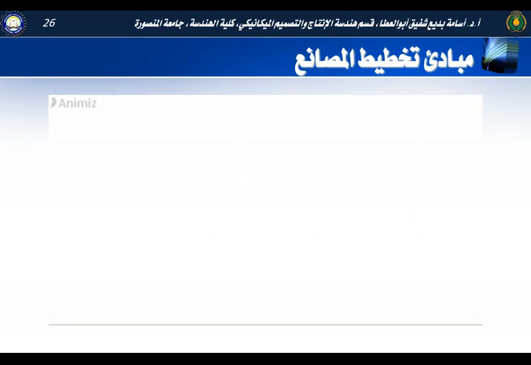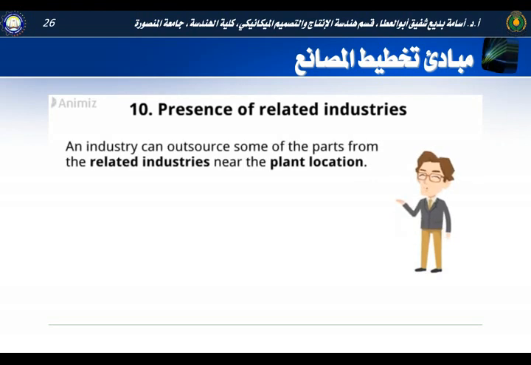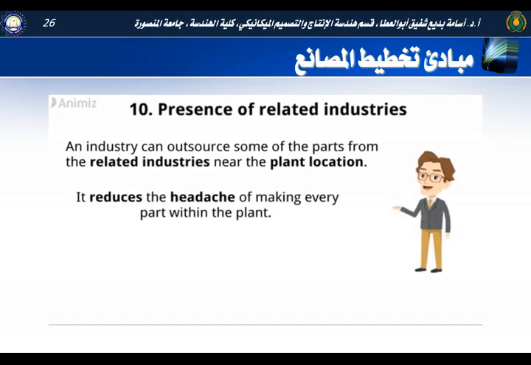Factor number 10. Presence of related industries. An industry can outsource some of the parts from the related industries near the plant location. It reduces the headache of making every part within the plant.